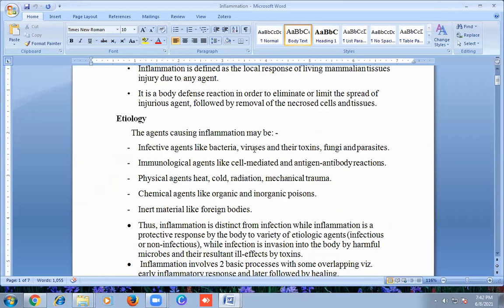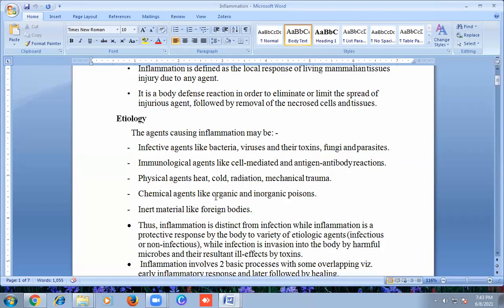Now see the etiology. Various etiological agents are there. Infective agents like bacteria, viruses and their toxins, fungi, parasites. So many infective agents are there. Second one, immunological agents like cell-mediated and antigen-antibody reaction. Next etiological agent, that is the physical agent. Which one? Heat, cold, radiation, mechanical trauma, isn't it?